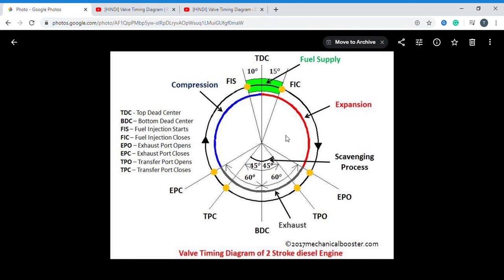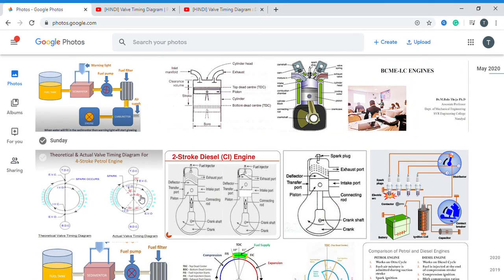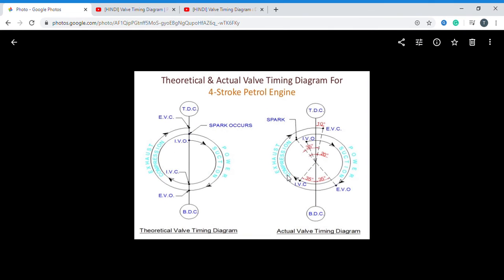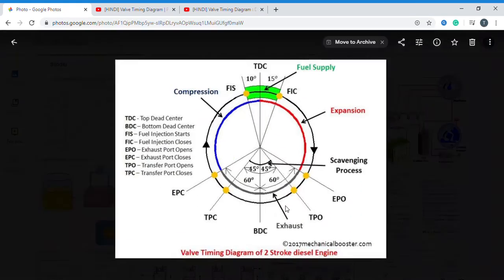In the two-stroke diesel engine, the inlet port opens and closes with the same timing, similar to the two-stroke petrol engine, that is 60 degrees. So this is the port timing diagram. In this valve and port timing diagram, the important points you have to remember are the crank angle positions and the before and after TDC or before and after BDC positions. So these are the very important crank angle positions and timing. These important factors you have to remember in the valve and port timing diagrams.